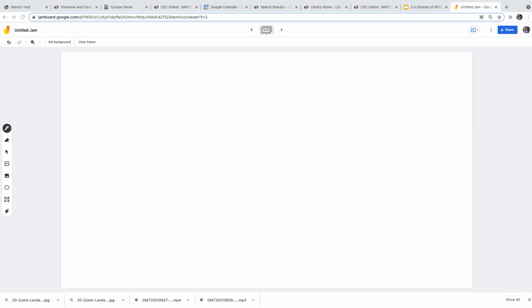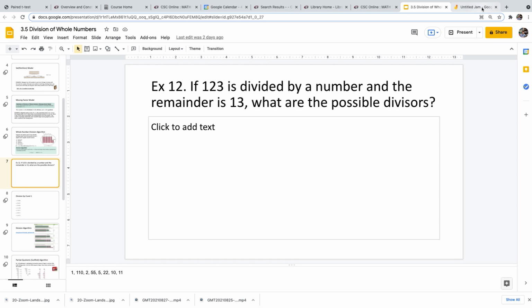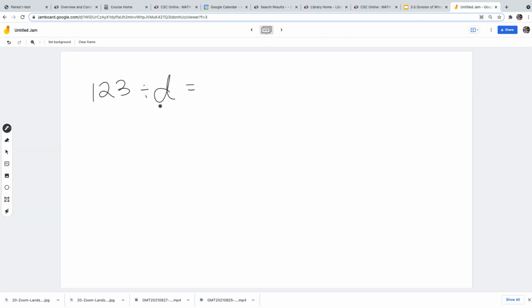So we are given 123. Okay, so we are dividing 123 by something. So 123 is the dividend, and the divisor we don't know, and we are not given the quotient either. So we are dividing 123 by a divisor, and there's a quotient, but the remainder is 13. That's what is given to us, right?